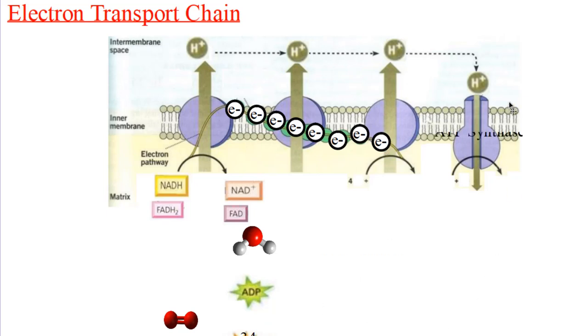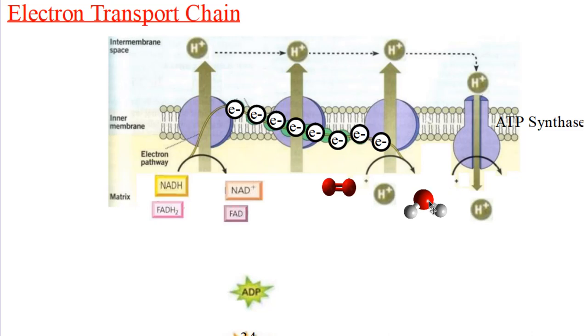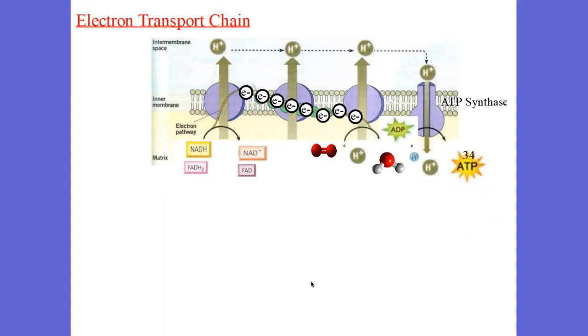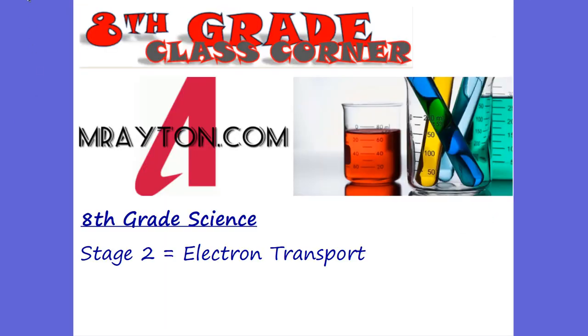And what do you know, we have an amazing enzyme called ATP synthase. It is so amazingly designed that this H plus comes across through this channel and fills up a little bit of a gradient on the other side. And what do you know? We have oxygen gas coming in because it's an aerobic system, combining with the H plus to make 6 moles or 6 molecules of water. And we also have ADP combining with phosphorus to become 34 molecules of ATP, and that is the electron transport chain. Stage 2 of cellular respiration.